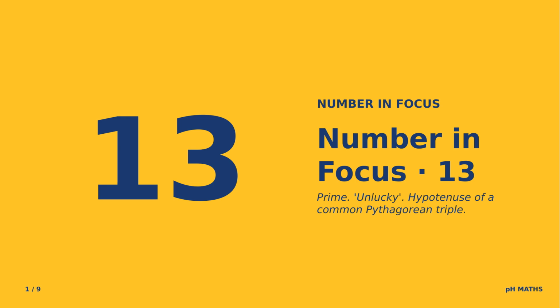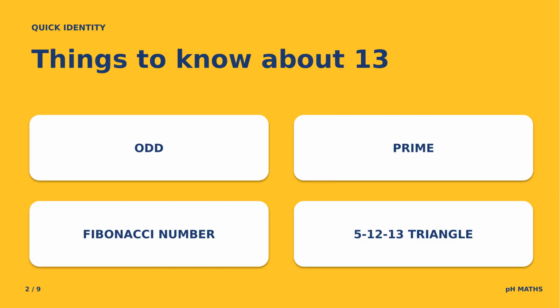Quick identity check. 13 is odd. 13 is prime. 13 is a Fibonacci number: 1, 1, 2, 3, 5, 8, 13, 21. There it is, the seventh term. And 13 is the hypotenuse of the 5, 12, 13 right triangle, the second most common Pythagorean triple after 3, 4, 5. Three categories at once, a genuinely useful number.